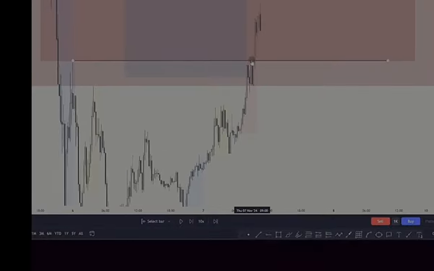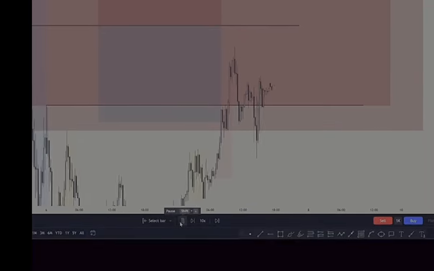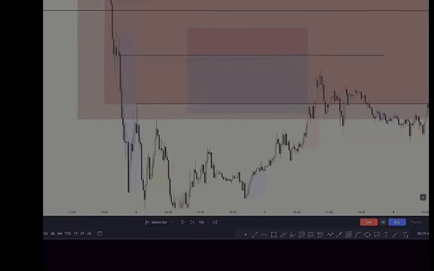All right. You see, it reacts to that level, but not much. And then it goes higher. Okay. You see, you might think that you missed the trade. Maybe yeah, maybe not. Price actually went to the fair value gap here. You see, this fair value gap.